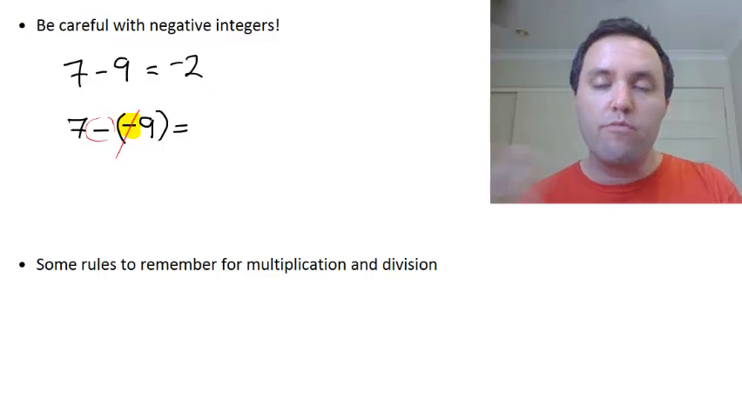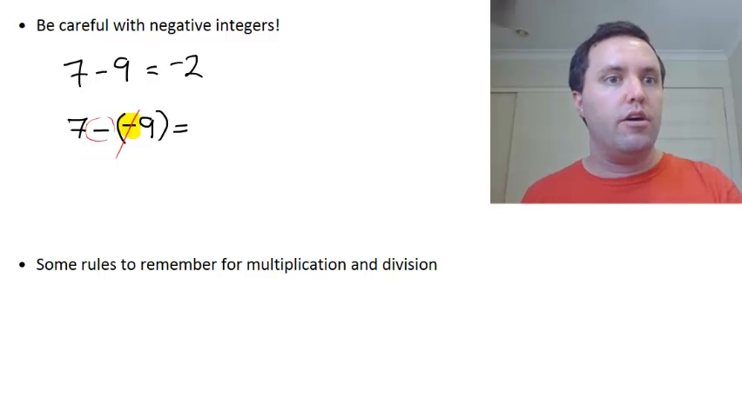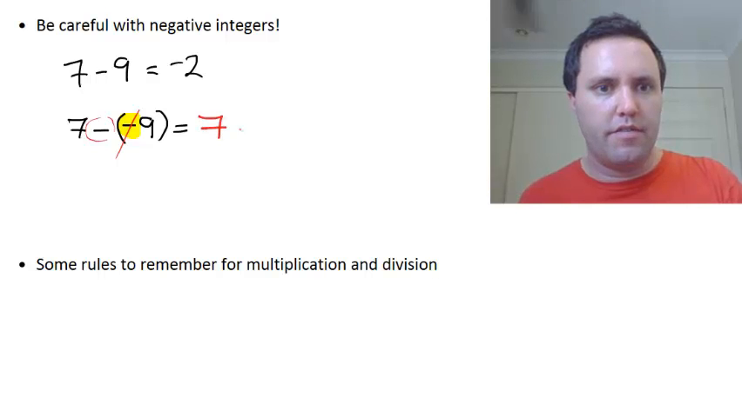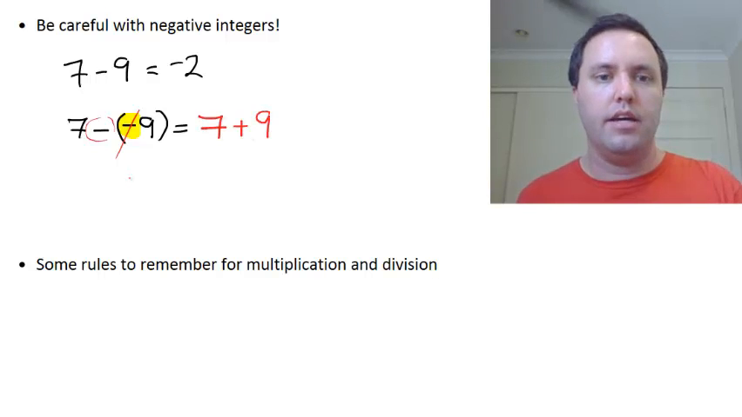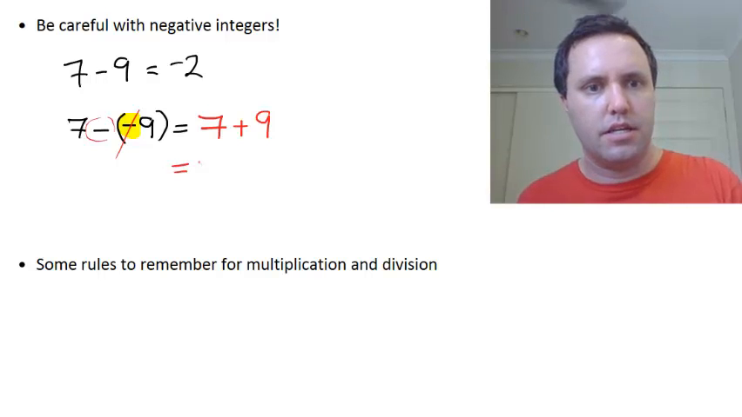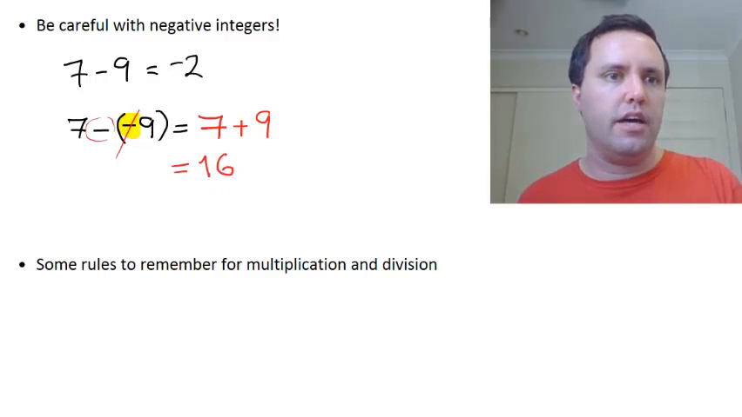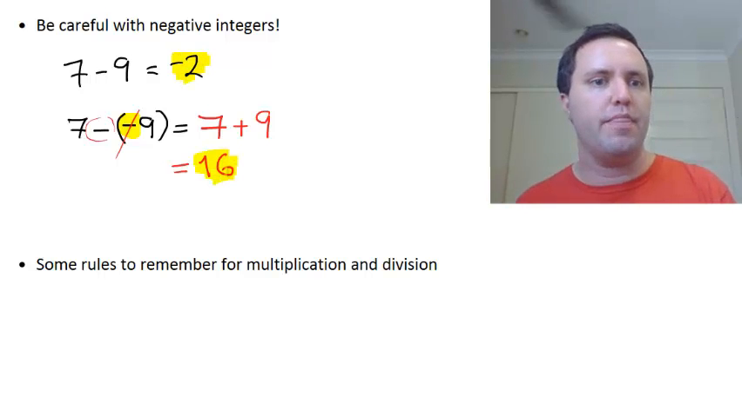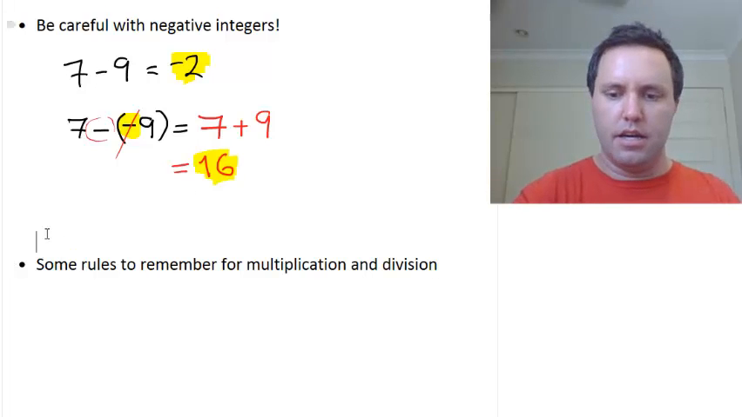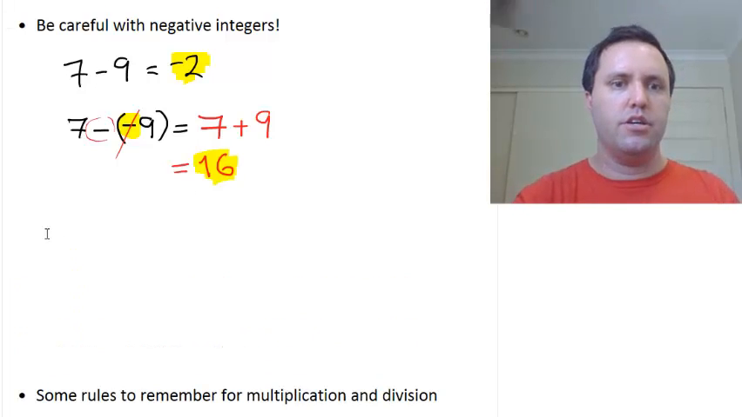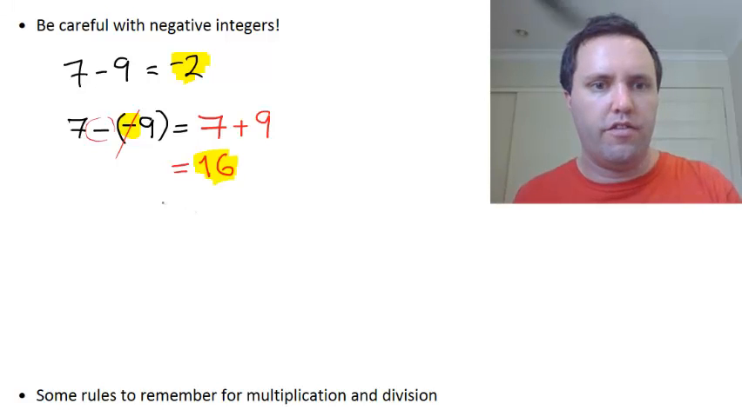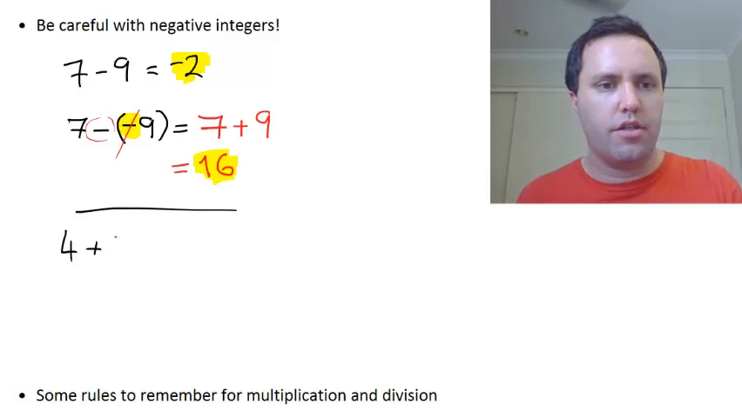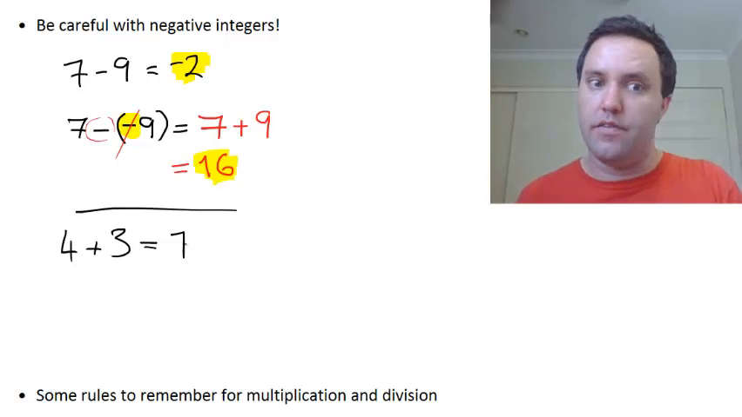So we can rewrite it. I want you to rewrite the operation as 7 plus 9 instead, which is 16. See how these two things are radically different. So you need to be very, very careful about that. Now, the same thing changes with our additions as well. So if I had 4 plus 3, that's 7, obviously.